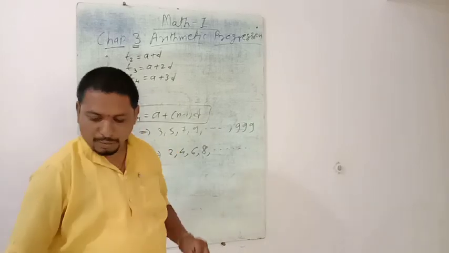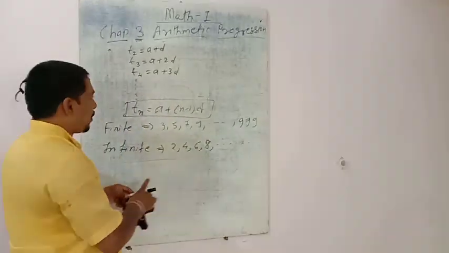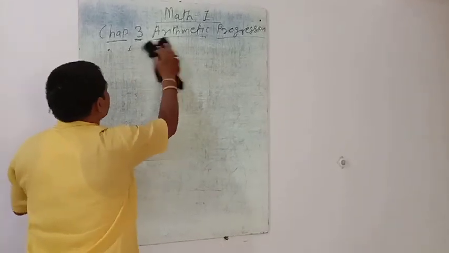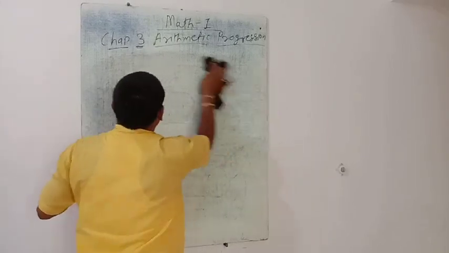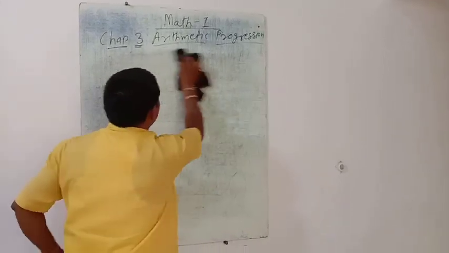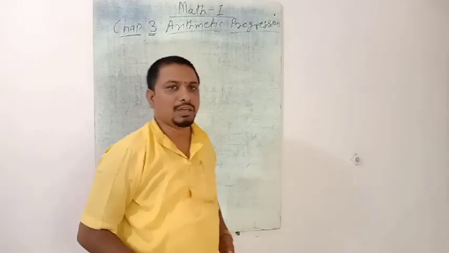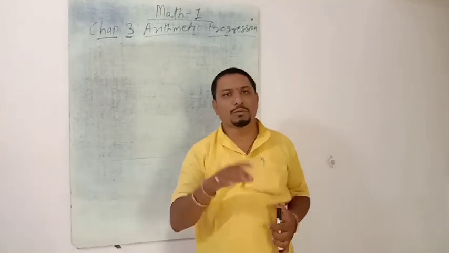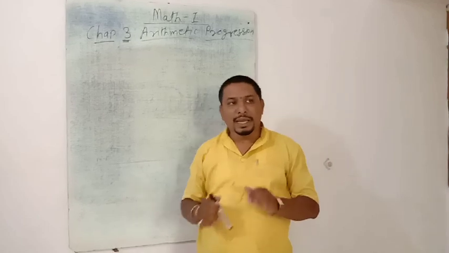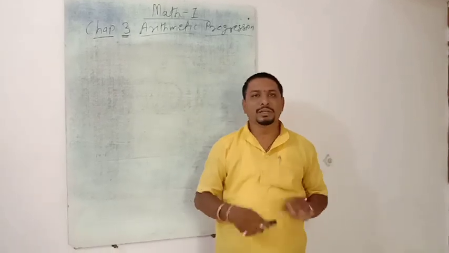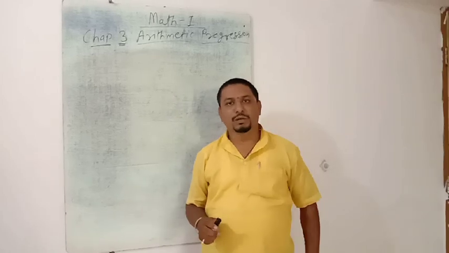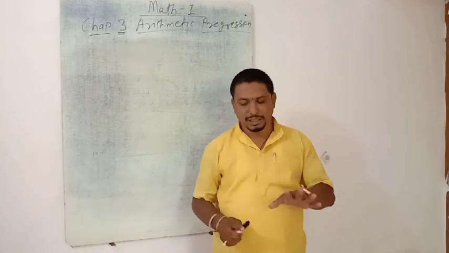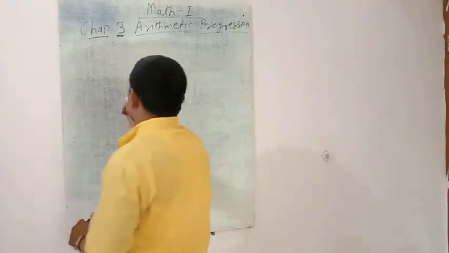So, what we have to learn today from first to end: first is the sequence, then the term of a sequence, then third topic is the arithmetic progression, and fourth topic is we have to find the nth term using the formula Tn equals A plus (n minus 1) d, and lastly we have to study finite sequence and infinite sequence. After all, we have to solve some examples.